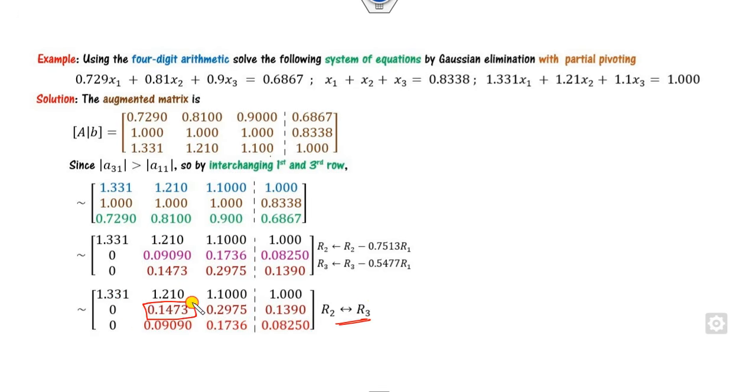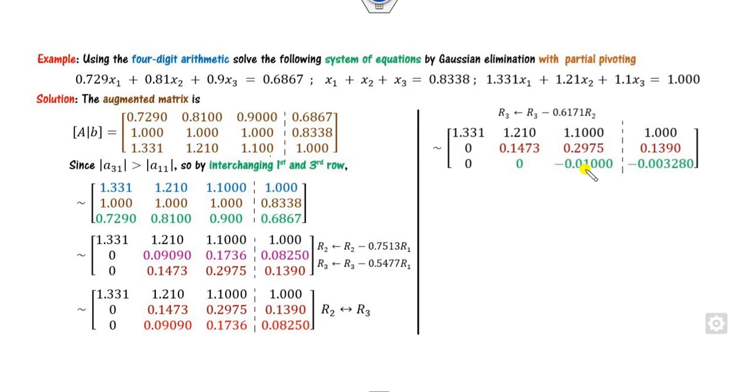Now again, these are my diagonal entries. Now you can preserve the two rows and find this value as such. What is the operation you have to perform? R3: you have to take this ratio, 0.0909 divided by 0.1473. Once you take it, you can write up to four digits here.